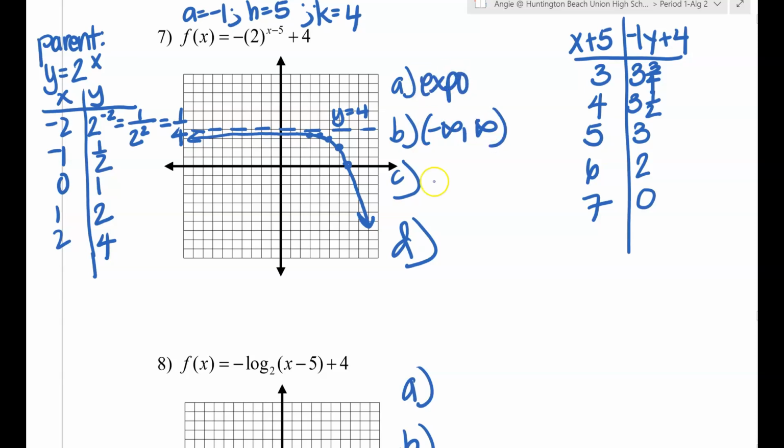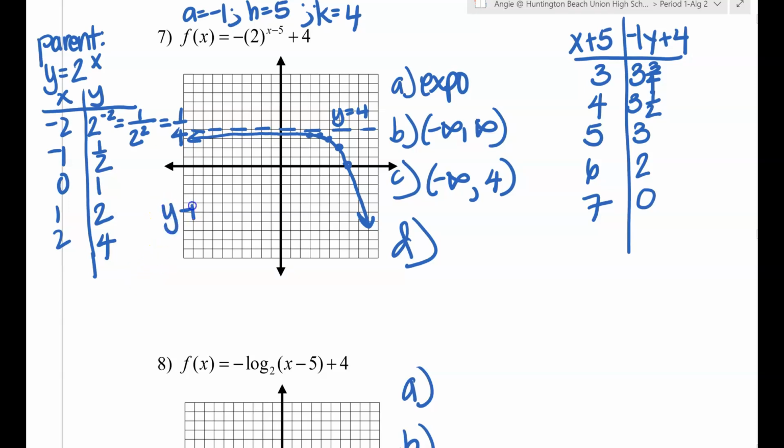The range, as you can see, is negative infinity to the highest y value. Remember, your horizontal asymptote is at 4, so it gets closer and closer. And we can't touch the horizontal asymptote, so it's not inclusive, so that's a parenthesis. Now, y-intercept is when x equals 0, so we're going to do some algebra for that.